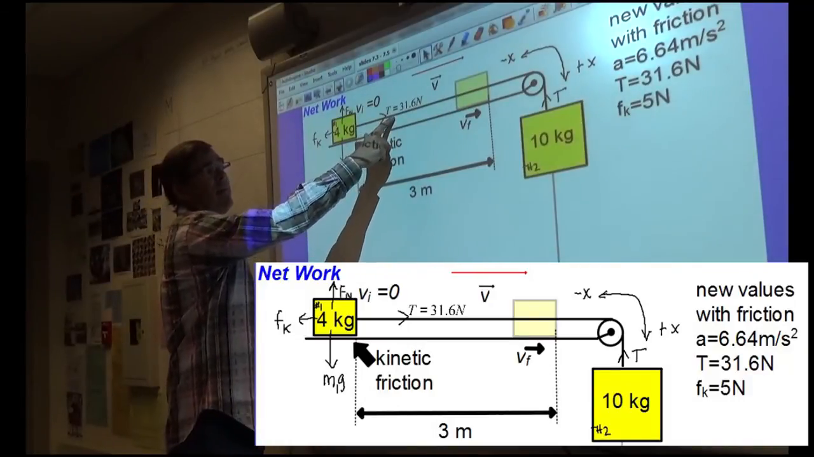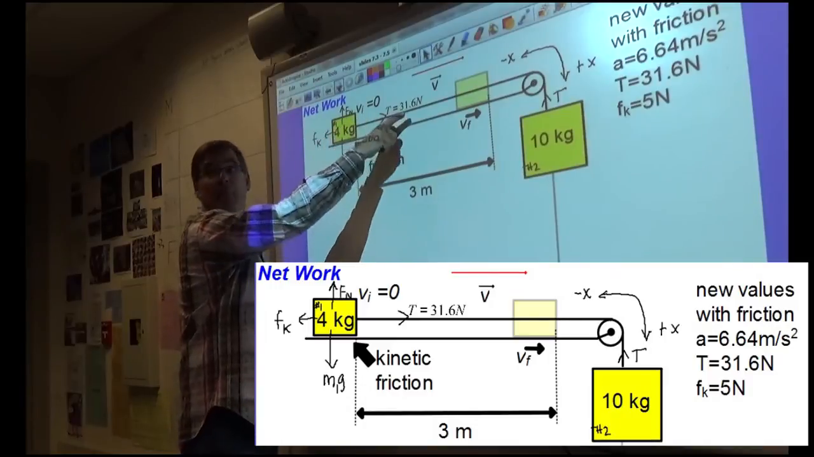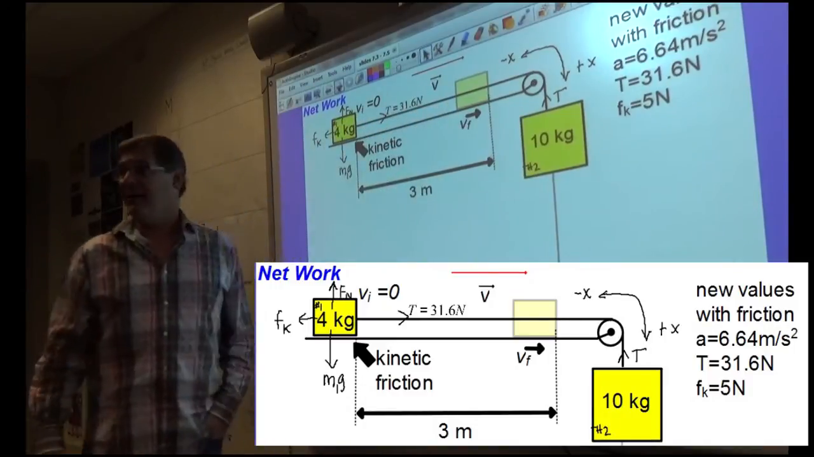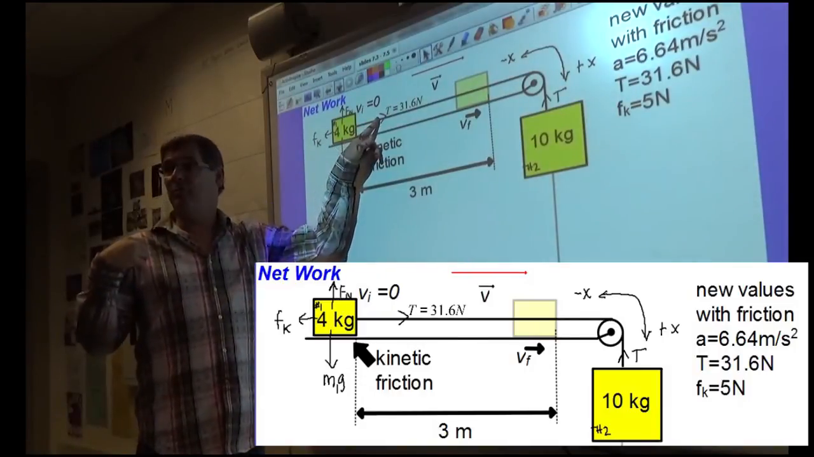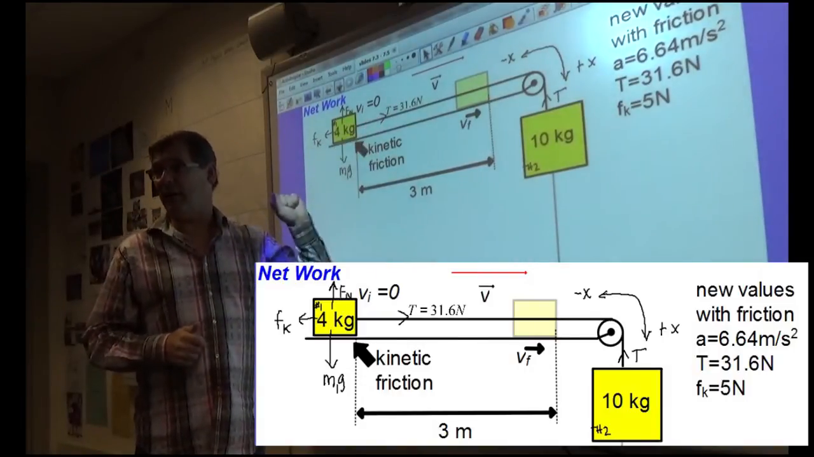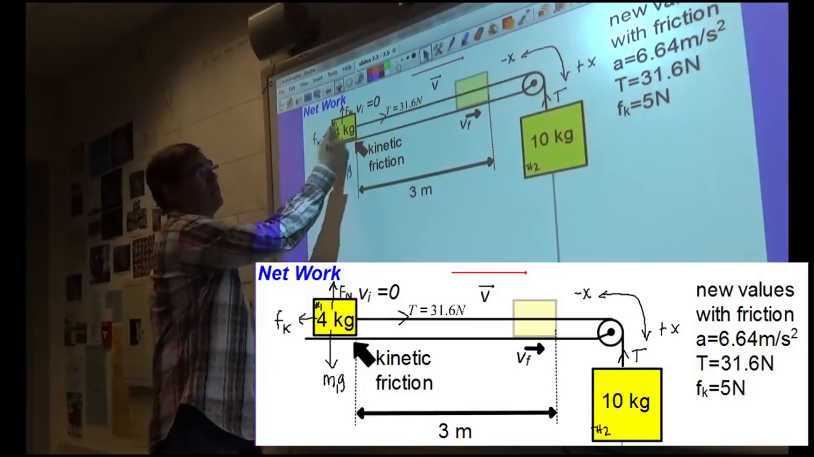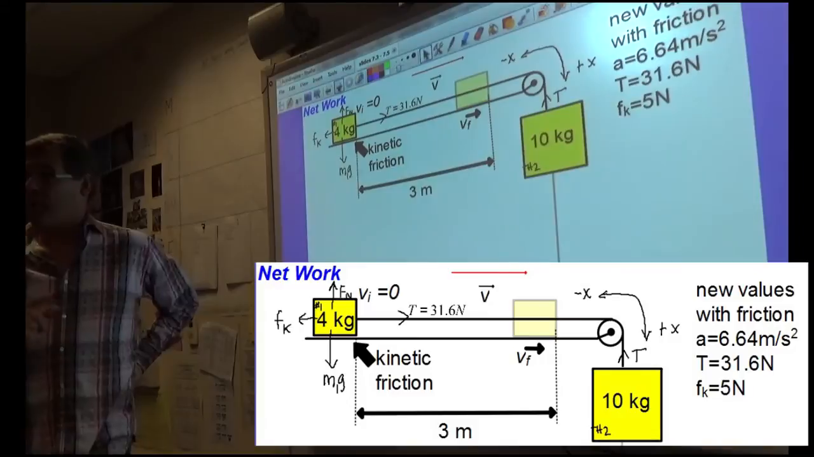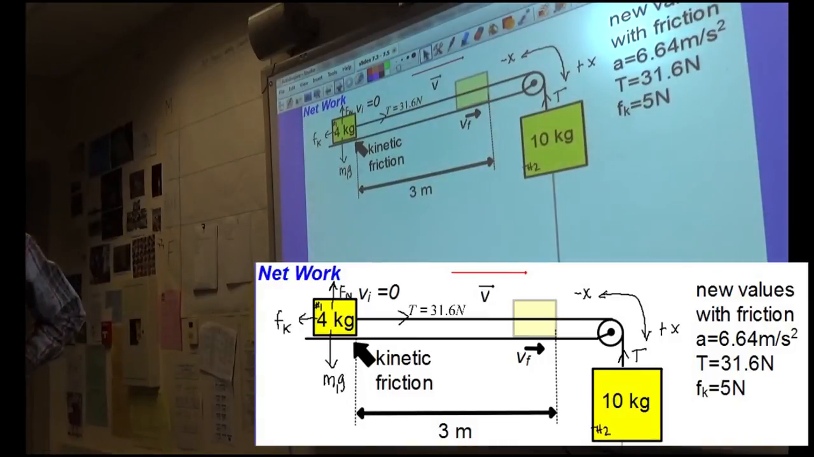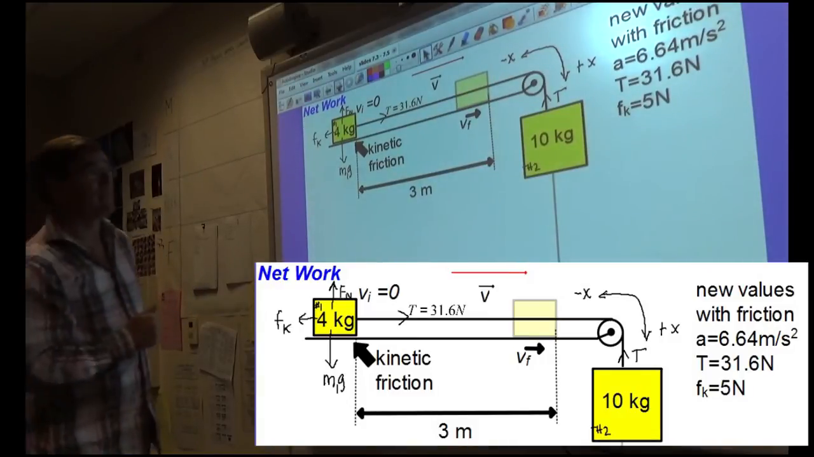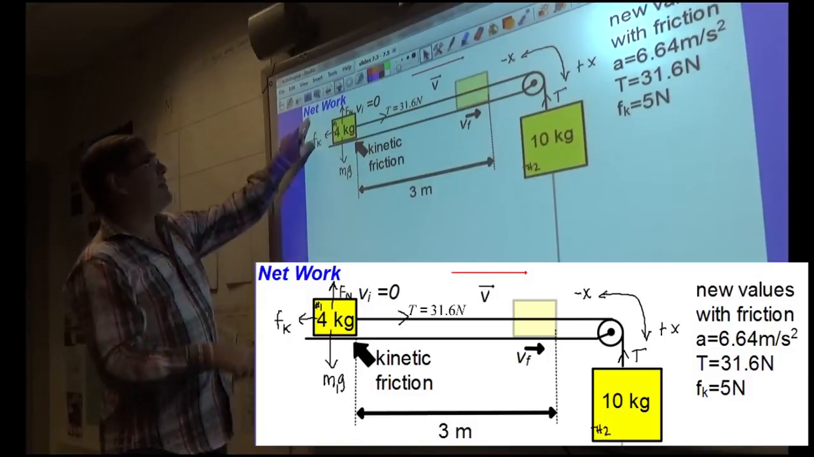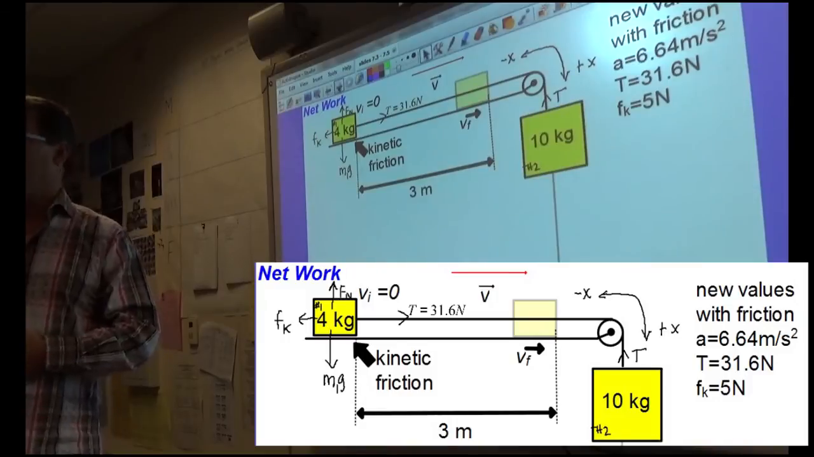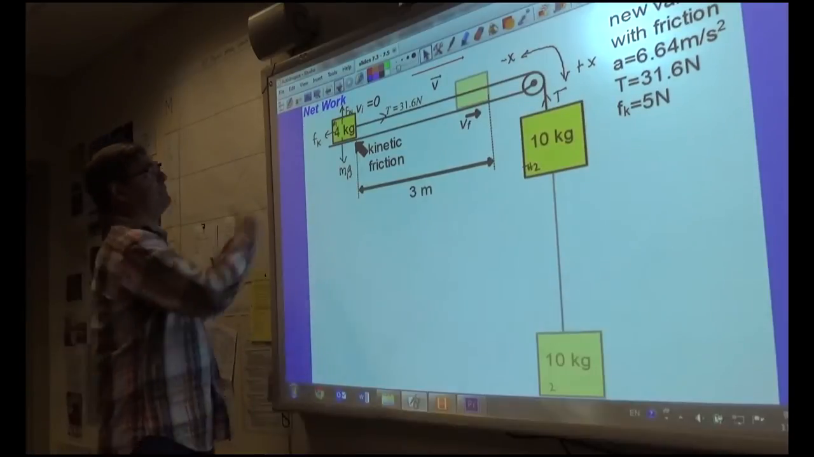So I've got work done by the tension force. That's going to be positive work because the force and the velocity are in the same direction. In other words, that force acts to increase the kinetic energy of the block, whereas the frictional force acts in the opposite direction to the motion. So that's negative work done by the frictional force, and we know that friction slows things down. So what is the net work? What is the sum of all the work done on the block?